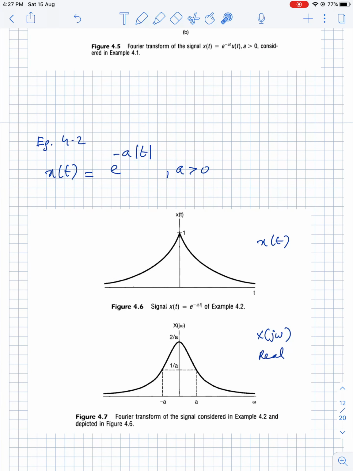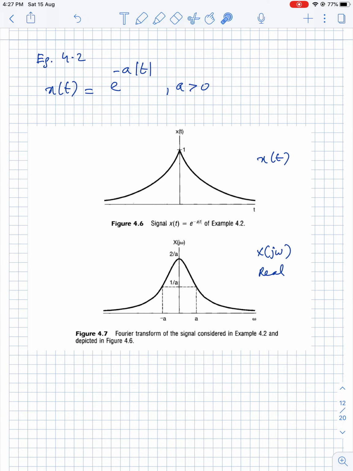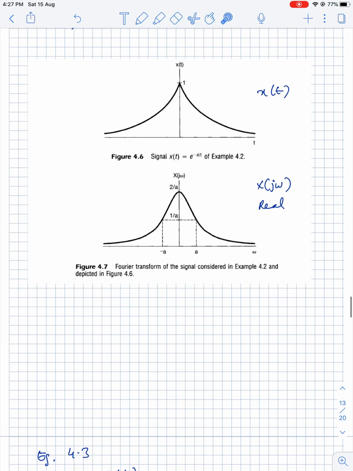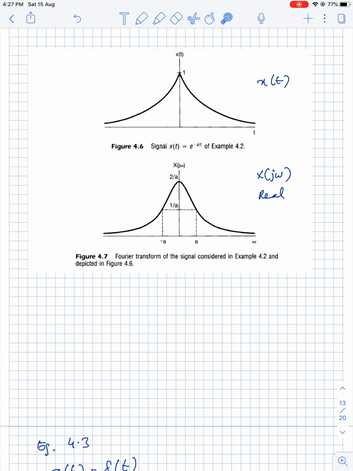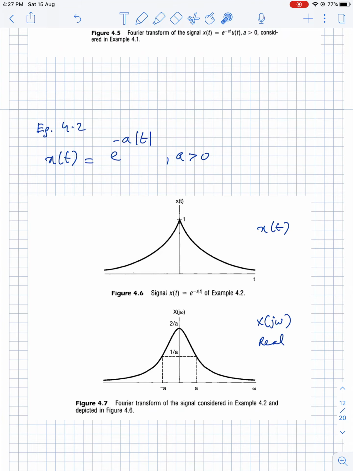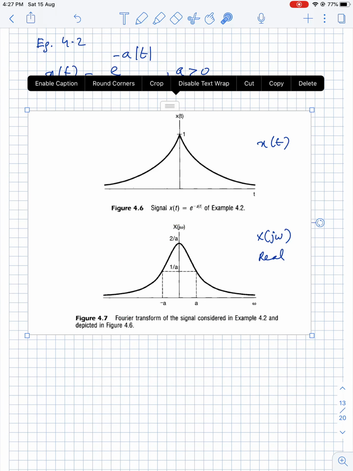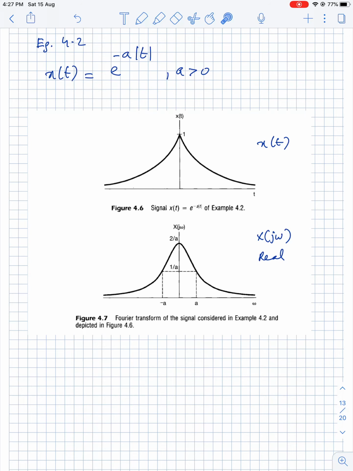Now we will see the second example, example 4.2. x of t is e raised to minus absolute value of t. So this function looks like this. If you find the Fourier transform, it looks like this. And since x of t is real and even, the Fourier transform will also be real and even. This comes from the Fourier transform properties.